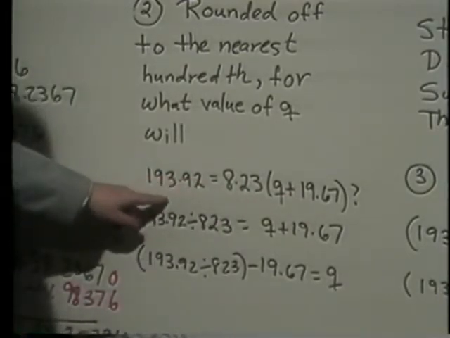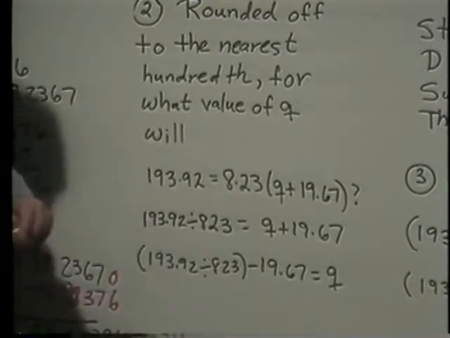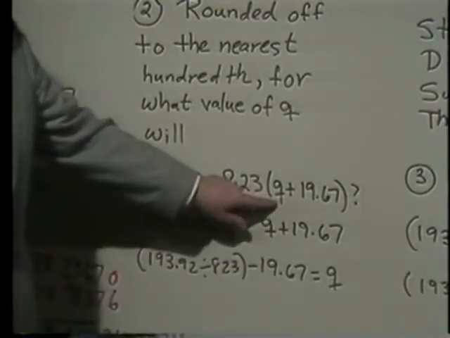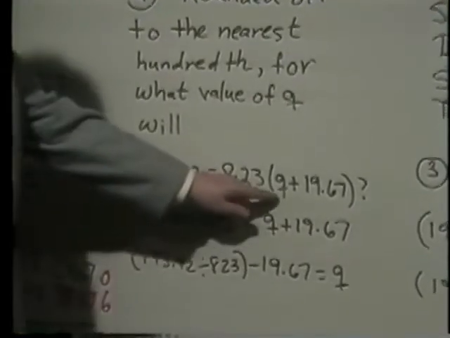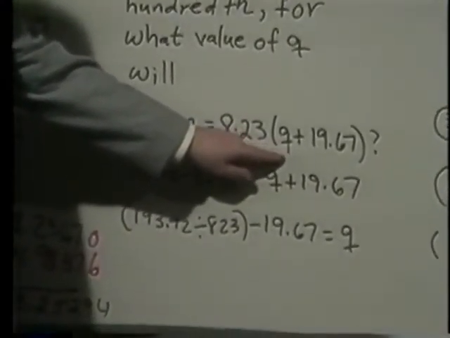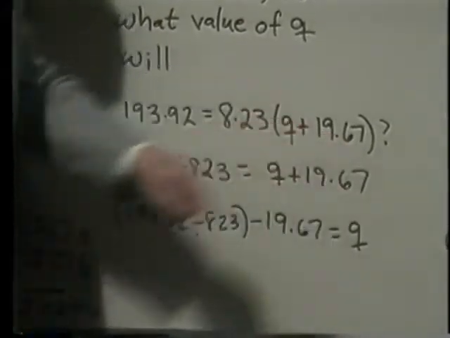How would you put this into words? Because we're going to do this later anyway. You look for the variable, the unknown. That's q. It's inside the parentheses. Whatever's inside the parentheses is done first. So you say what? Start with q, add 19.67.